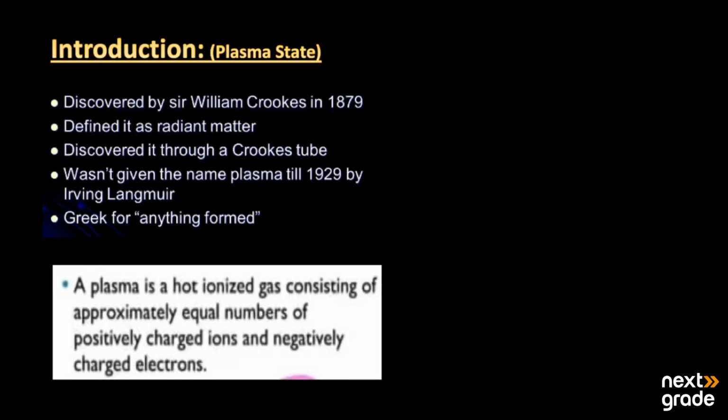In today's lesson, we will discuss the fourth state of matter, known as the plasma state. Before the discovery of the plasma state, we had already learned the other three states of matter: the first was solid, the second is liquid, and the third is gas. Now the third one is gas and the fourth one is the plasma state.